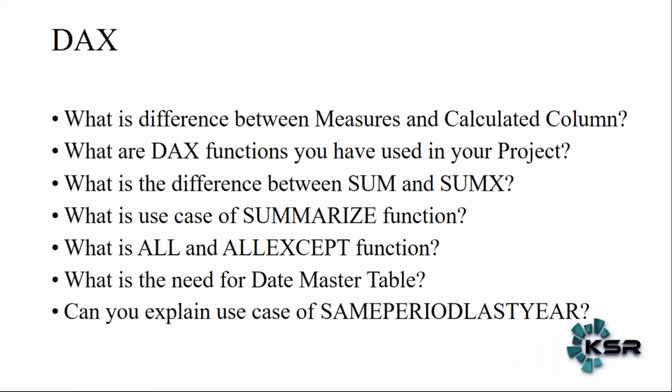As I said, every time try to give an example. So in the filter functions, you have calculate, calculate table, all except, all selected. Maybe you can select 2 to 3 in this and explain them.